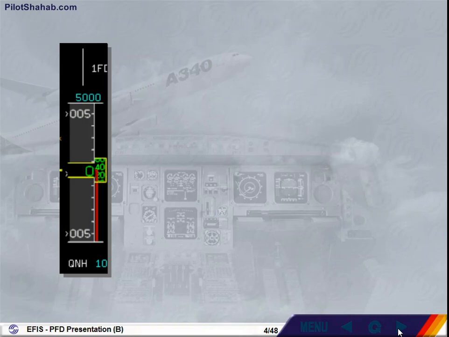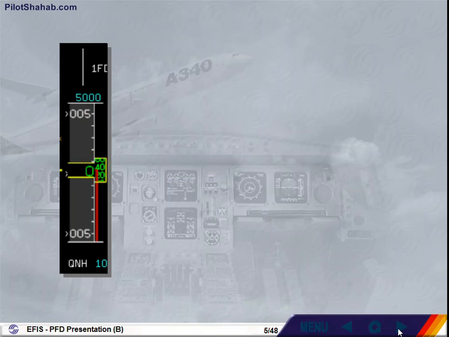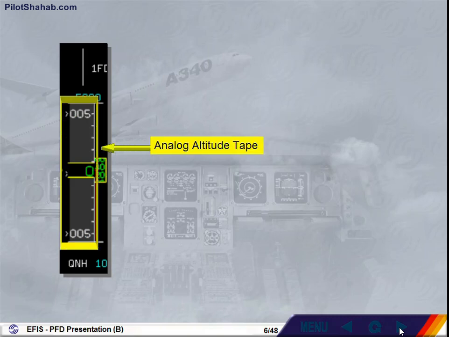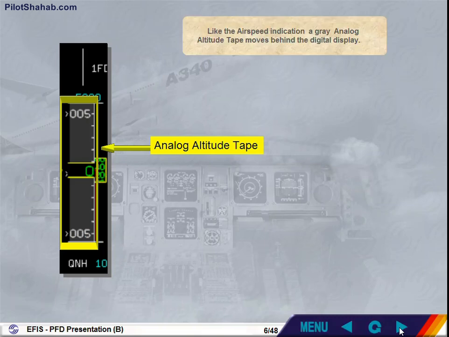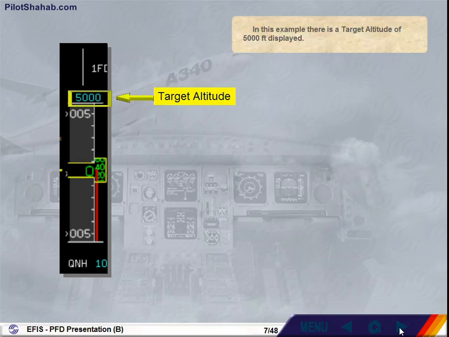The middle part of the altimeter contains a green digital readout of altitude. The red ribbon to the right of the altitude scale represents the field elevation. The ribbon is currently level with the center of the scale. Like the airspeed indication, a gray analog altitude tape moves behind the digital display. In this example, there is a target altitude of 5,000 feet displayed.